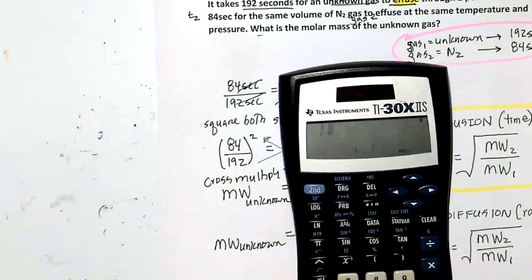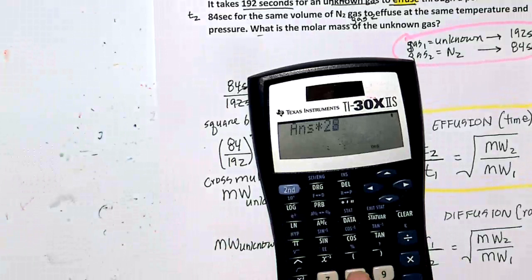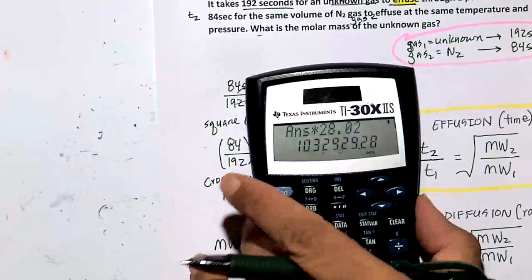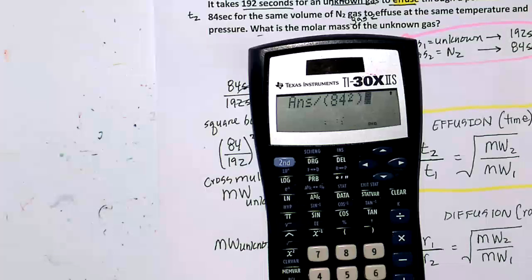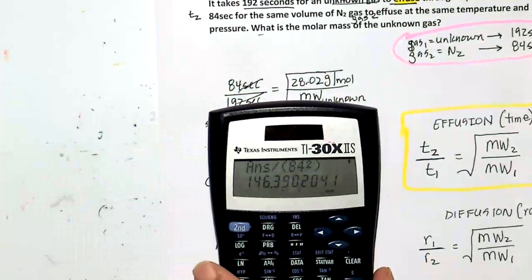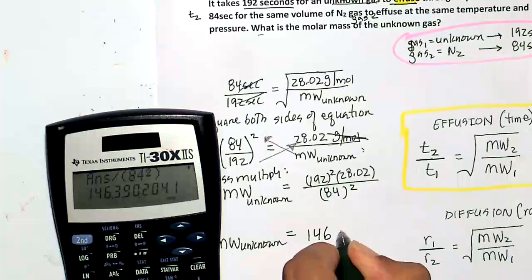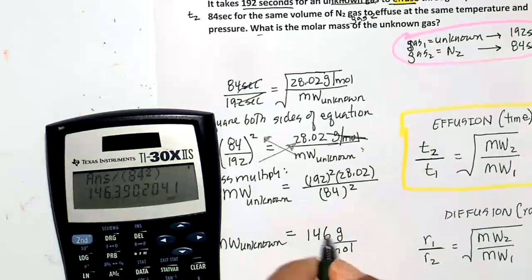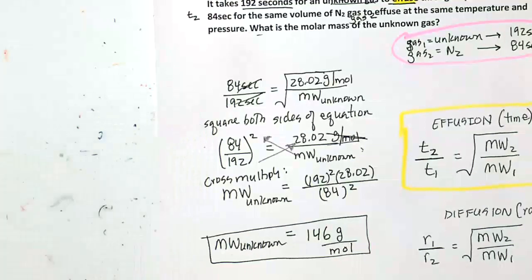Okay, times 28.02. We'll divide this by 84 squared. 146 grams over mole. Don't forget the units. So this is the number I'm getting, and that's 146 grams per mole. That's the molecular weight of the unknown gas. So don't forget the units here.